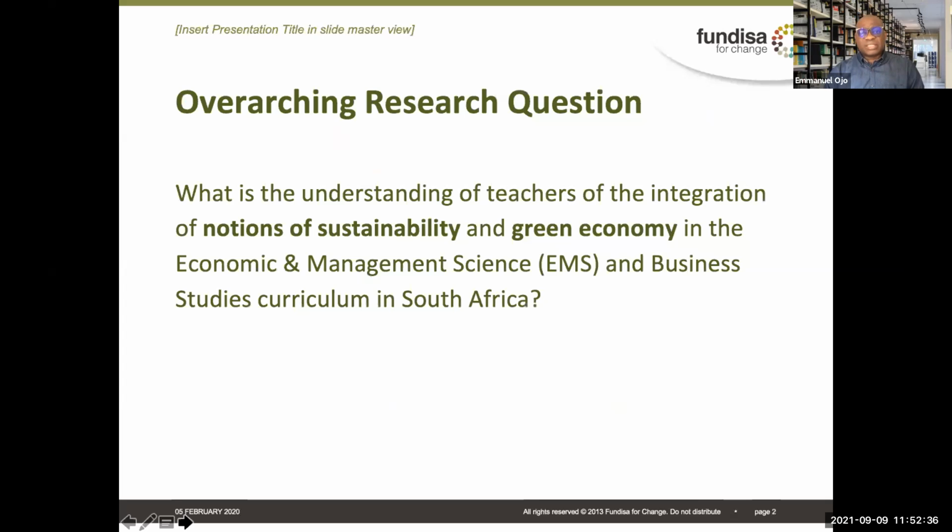When we started this project, the overarching question that drove what we were trying to do as an intervention was, how do we integrate the notions of sustainability and green economy into the senior phase in terms of the economic and management sciences, and then business studies in terms of the FET phase. So in the FET phase, we're looking at grade 10, grade 11, and grade 12 in terms of business studies. And for the senior phase, grade 7, 8, and 9, we're looking at EMS, which is more or less the introduction to the commerce phase, especially for learners interested in the commerce stream in South African high schools.